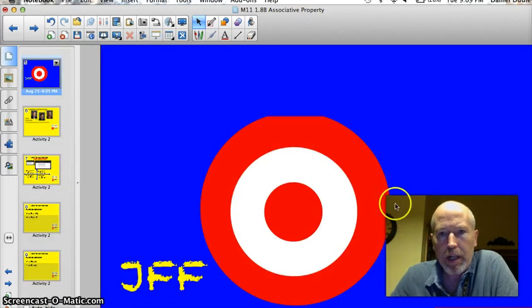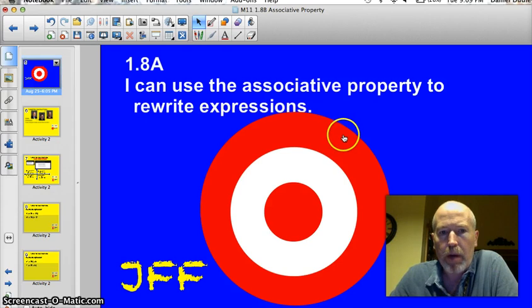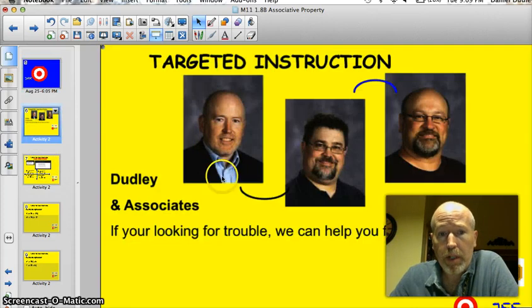All right, today's target: I can use the associative property to rewrite expressions. Yesterday's lesson was using the distributive property to rewrite expressions. Today, associative property. All right, let's start off with an explanation here.